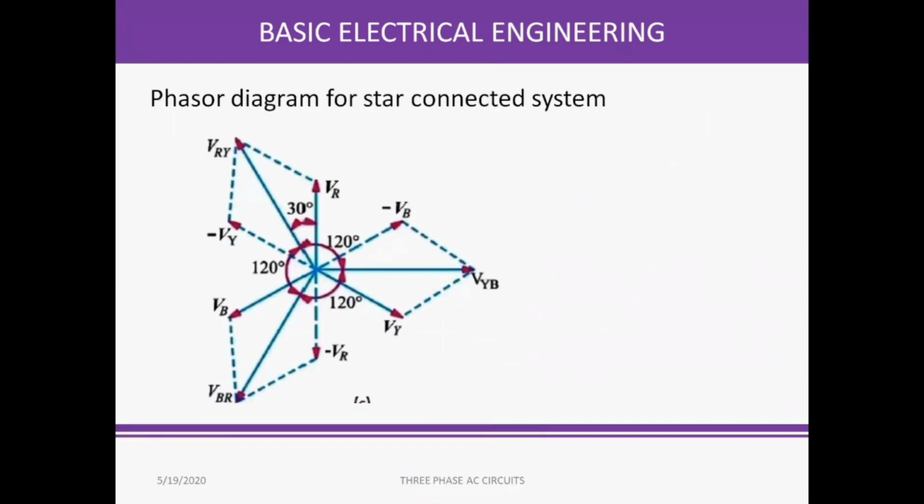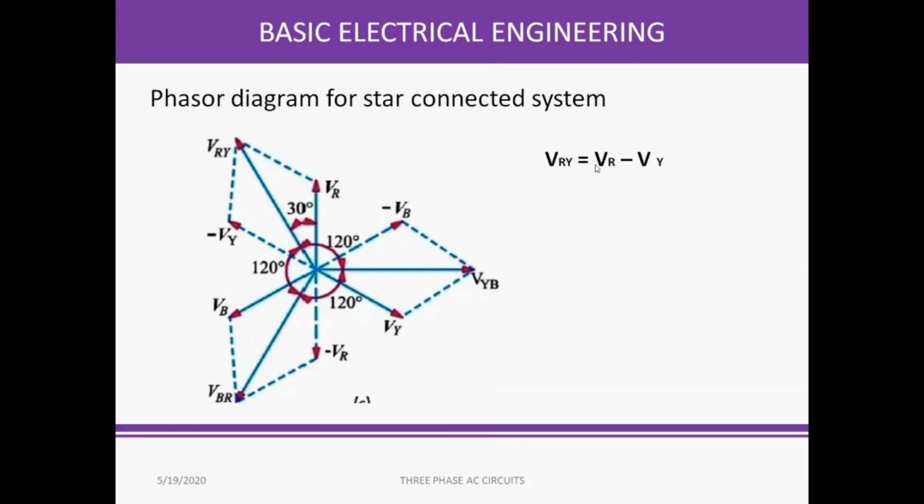Now, this is a complete phasor diagram for a star connected system to derive the relationship between line voltage and phase voltage. How will we get this diagram? We know VR, we know VY, we know VB. Now we have to get VRY. The relation for VRY, which is a line voltage, is equal to VR minus VY.